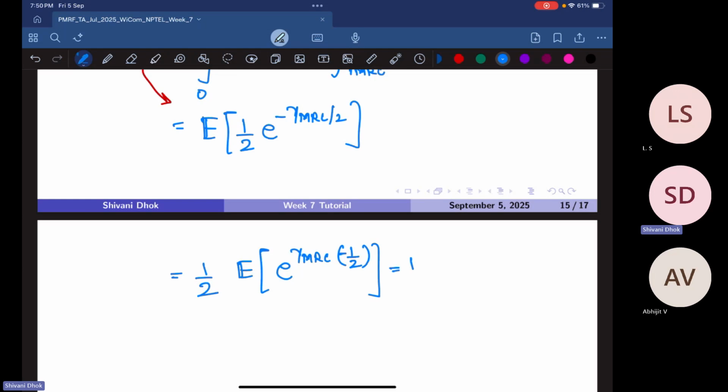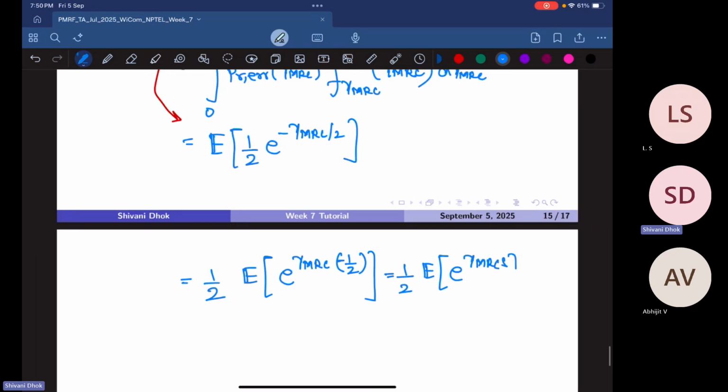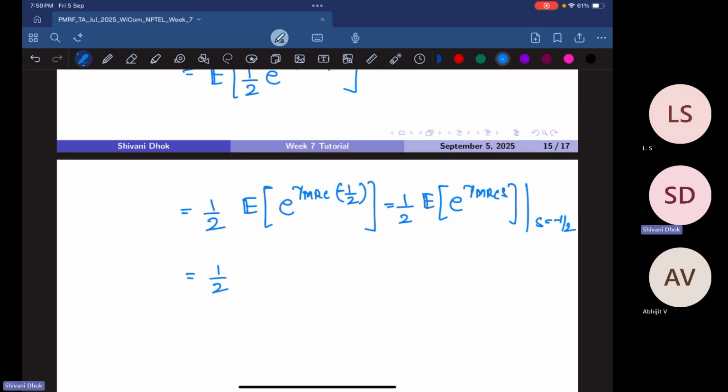And this is basically equal to half of expected value of e power gamma MRC s into s evaluated at s equal to minus half. So this is basically equal to half of your moment generating function of your gamma MRC into minus half.